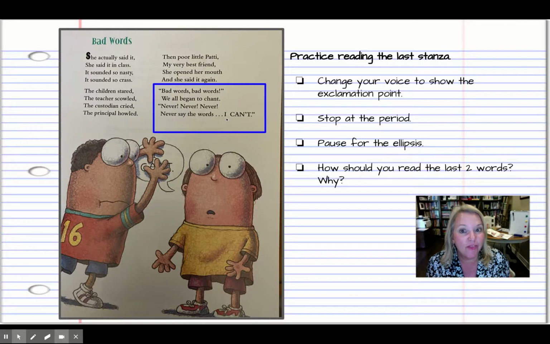So why did the poet Broad Baggart write those 2 words in all capital letters? So how should you read it? All right, so stop the video, practice for a few minutes reading that part, and then we'll get going again.